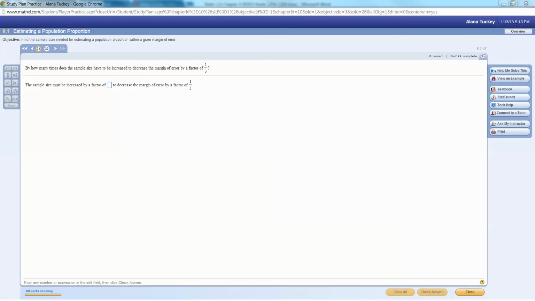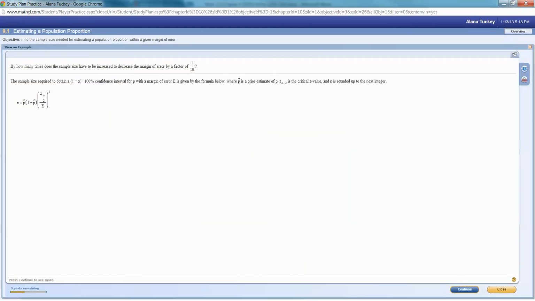This time we're going to do 9.1, number 47 from the study plan. So when you look up here in the corner, let me click on View an Example and expand it. It says, by how many times does the sample size have to be increased to decrease the margin of error by a factor of 1/10?